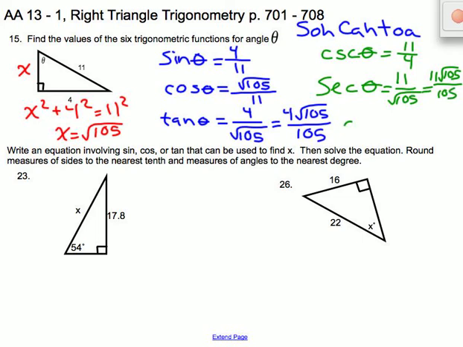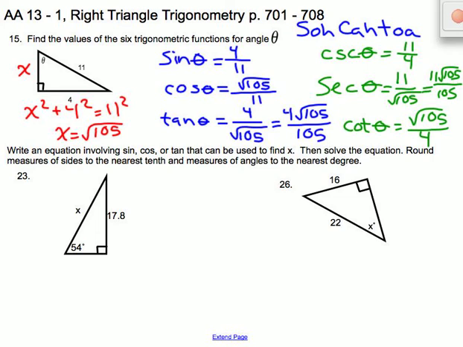And then the cotangent is the reciprocal of tangent, so we flip it, and we get a square root of 105 over 4. So once you know the 3 trig functions, you automatically know the other 3 that go with them.